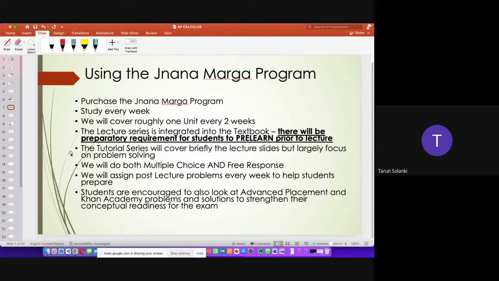We'll assign post-lecture problems every week to help the students' preparation, and students are also encouraged to look at the Advanced Placement and Khan Academy problems and solutions to extend their conceptual readiness for the exams. So these things we can do.